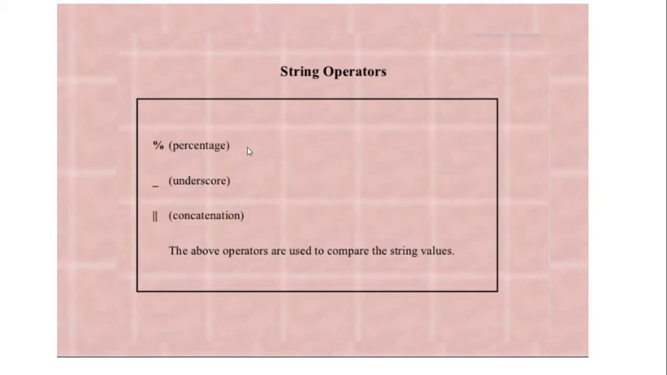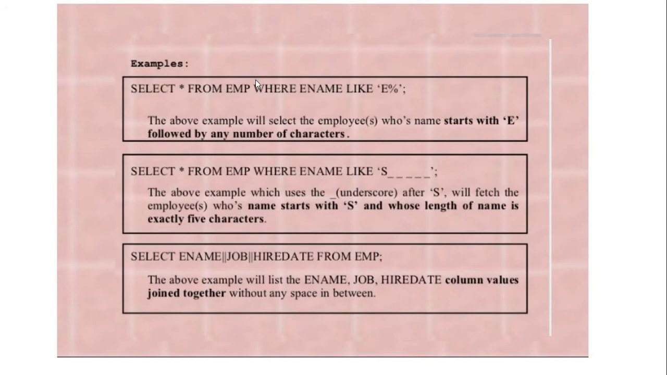You know that when we have to execute the LIKE operator, we use the percentage and underscore and the combination of both to make different patterns. And also there is an operator, these parallel lines, to represent the concatenation. Okay, so these are the examples of LIKE, and after that we have this example of the concatenation.